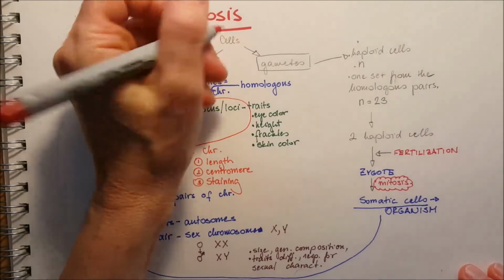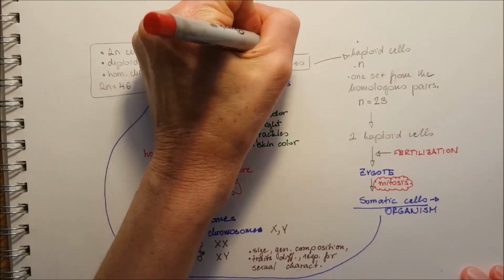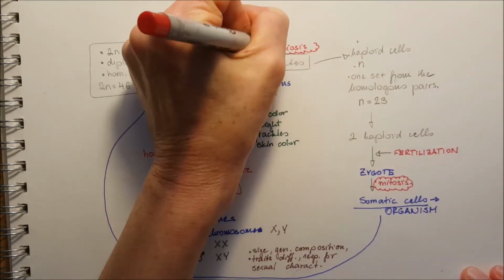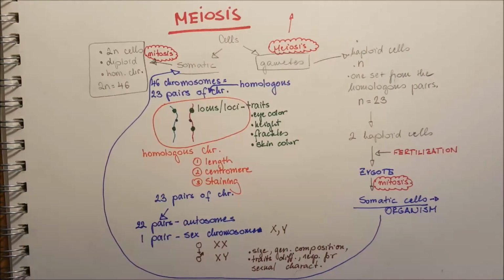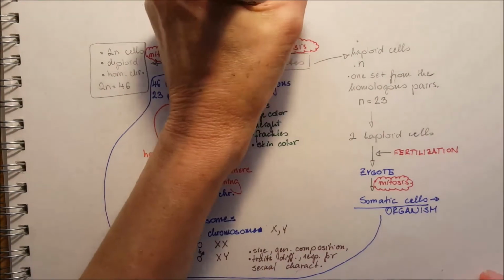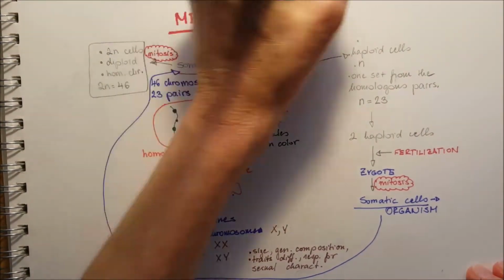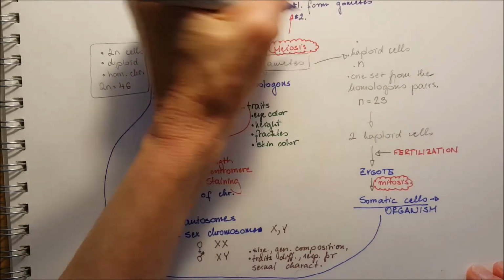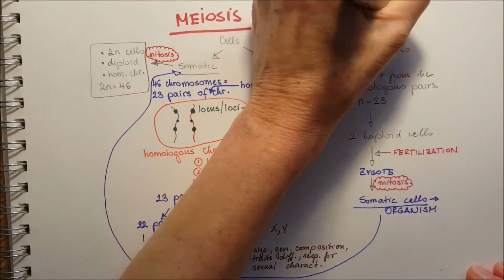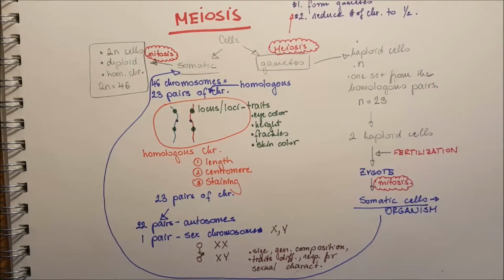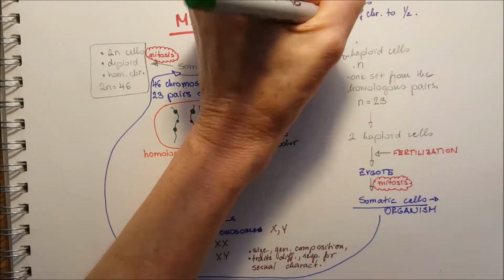But gamete formation is really important, and the process to form gametes, sex cells, is called meiosis. Number one importance of meiosis is that they form gametes, the sex cells, and number two is that they reduce the number of chromosomes to half. How does it work? That's going to be our question. How is that going to happen?